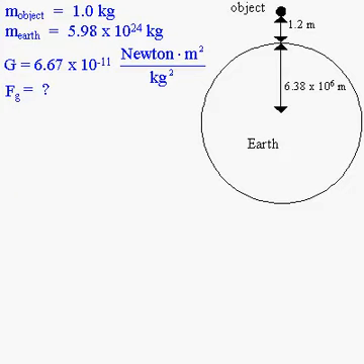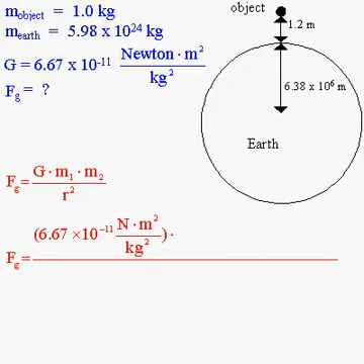Well, we know an equation for gravitational force. The gravitational force is the gravitational constant, capital G, times the mass of one object times the mass of the other object, divided by the distance between them squared. So really all we have to do is plug in the numbers.